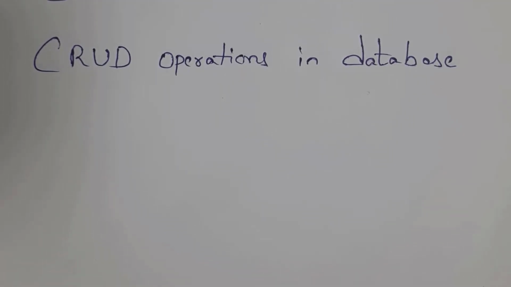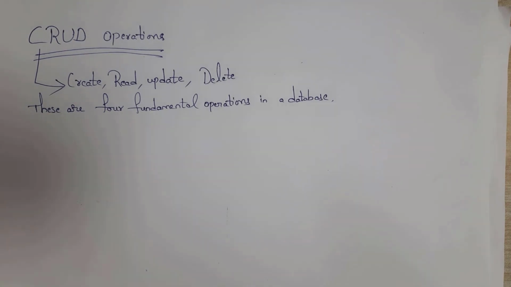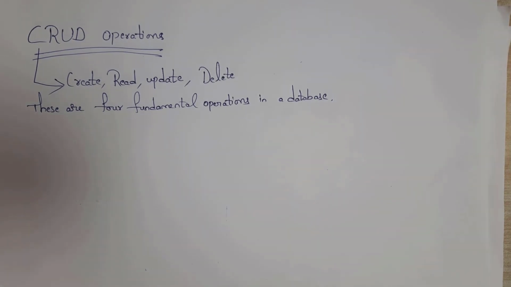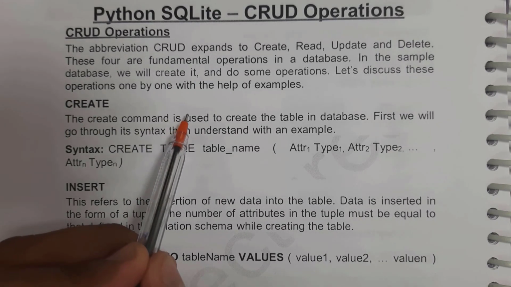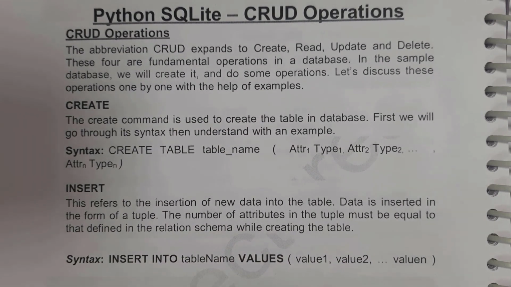Let's get started. CRUD stands for create, read, update and delete. These are four fundamental operations in database. At first, I will explain how to create database. The create command is used to create the table in the database. By using create command, we can create table in the database.